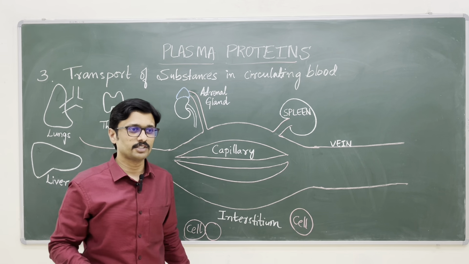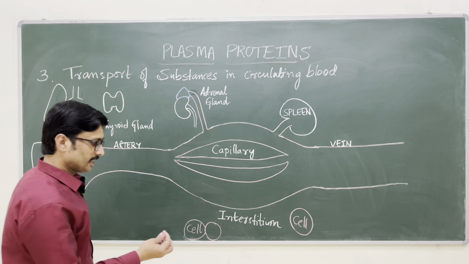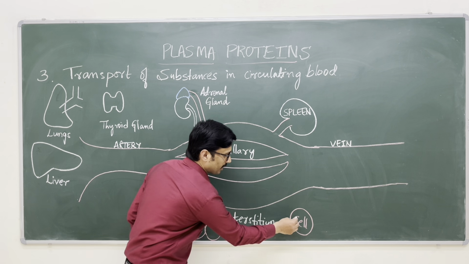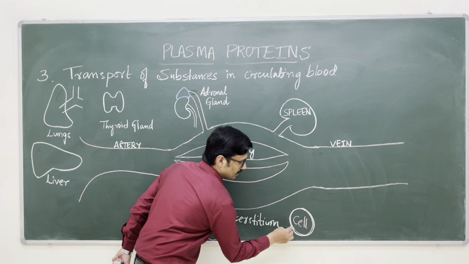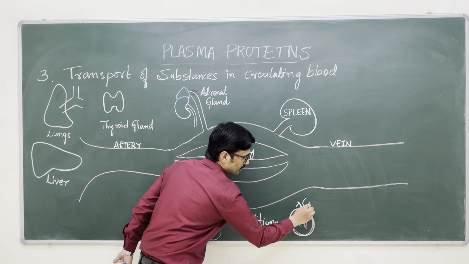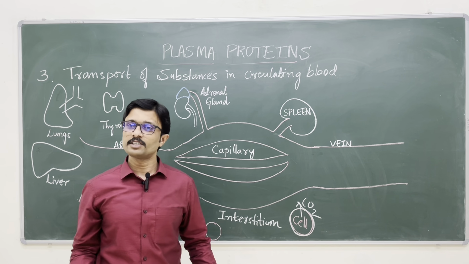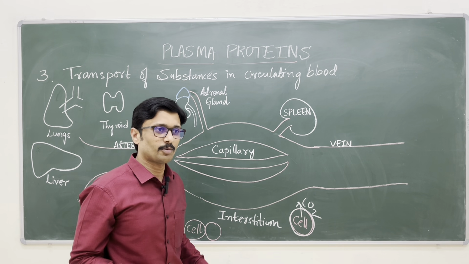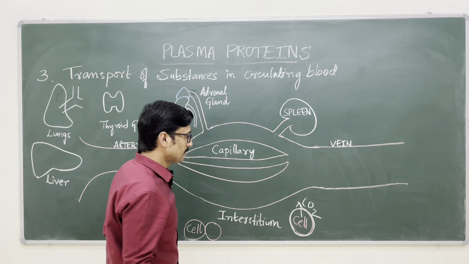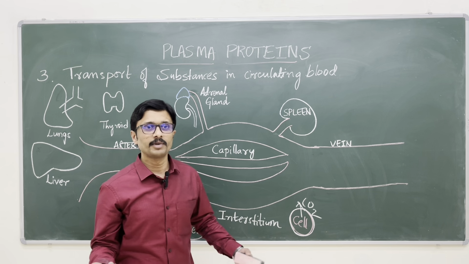We'll give some examples, like carbon dioxide, which is an end product of metabolism. The cells utilize oxygen for their metabolic activity and release carbon dioxide. Now how is this carbon dioxide eliminated from the body?